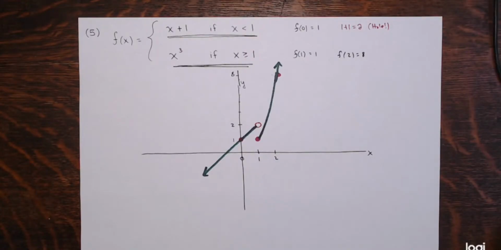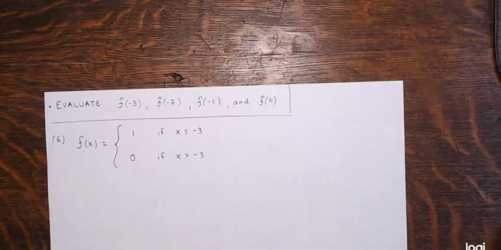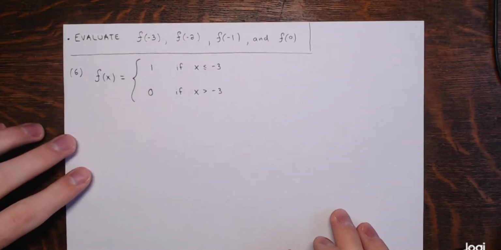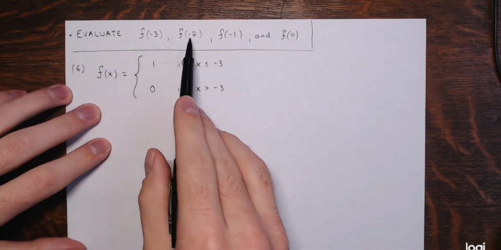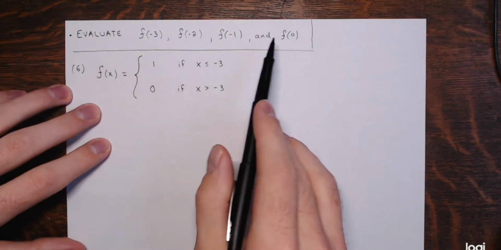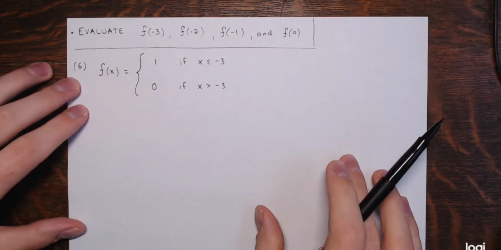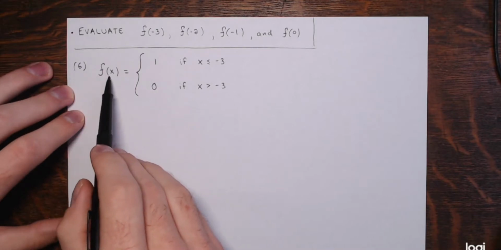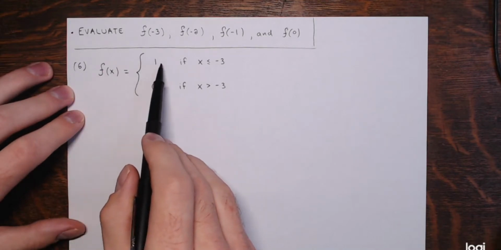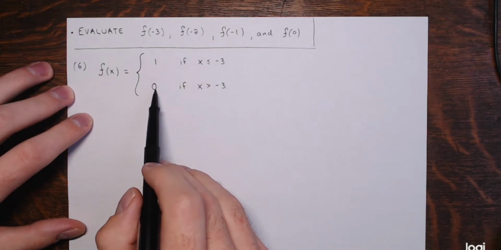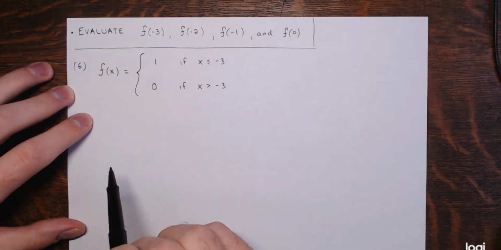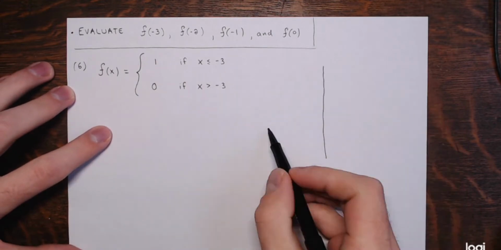All right, so now, you know what? I'll graph these as well. Might as well. Now for the next couple exercises, I'm just asked to evaluate what's f of negative 3, what's f of negative 2, what's f of negative 1, and what's f of 0. So 6, you got f of x equals 1 if x is less than or equal to negative 3, and 0 if x is greater than negative 3. That's a real easy one to draw.